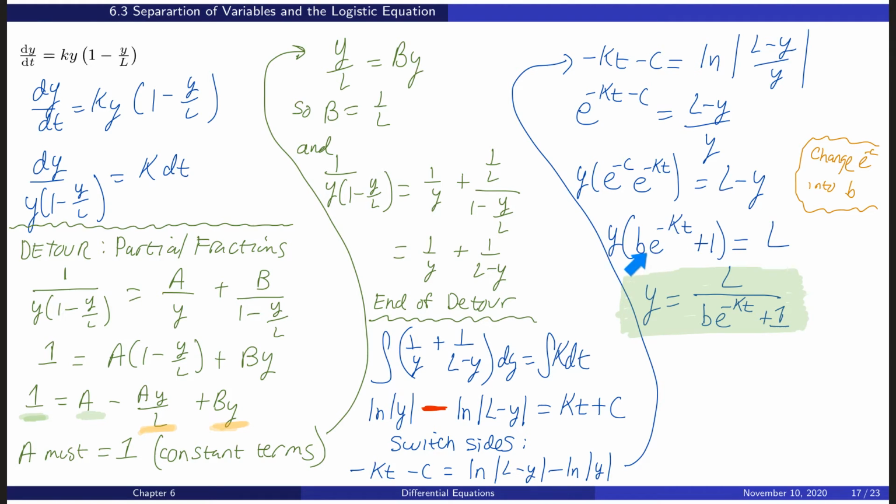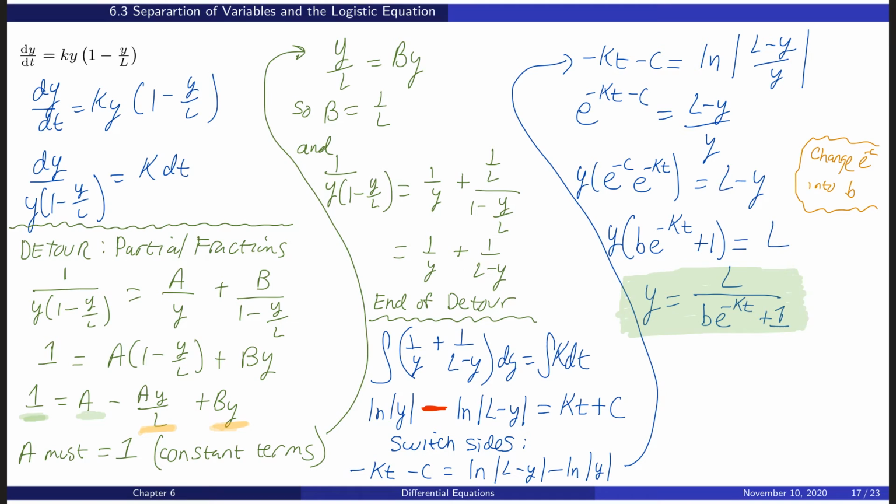And now we're done. Divide both sides by the big parentheses, and the logistic equation for the number of items in a logistic growth situation is carrying capacity divided by b and k are constants, so b times e to the negative kt plus 1. And again, you should be able to go through this process from memory. So start with this differential equation and practice solving it.